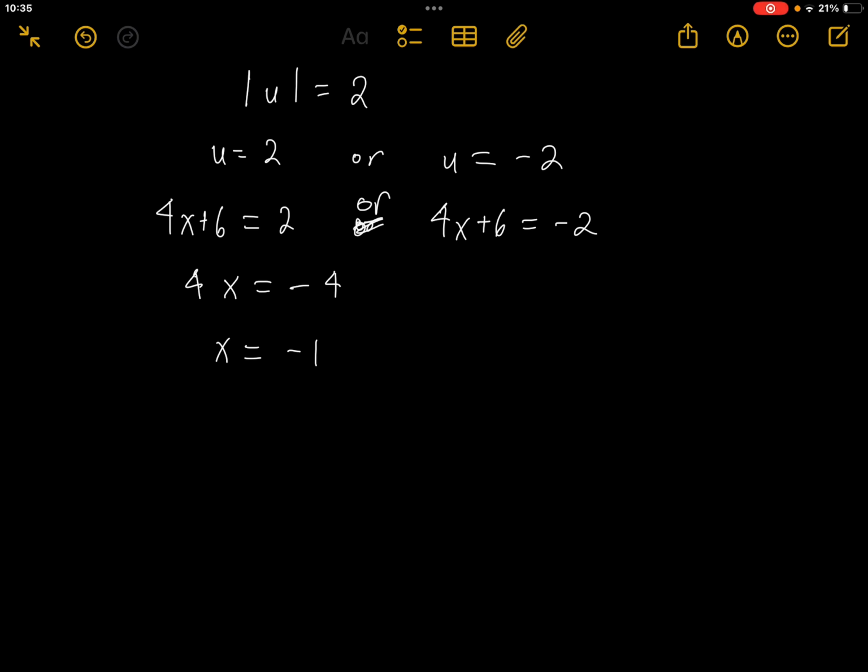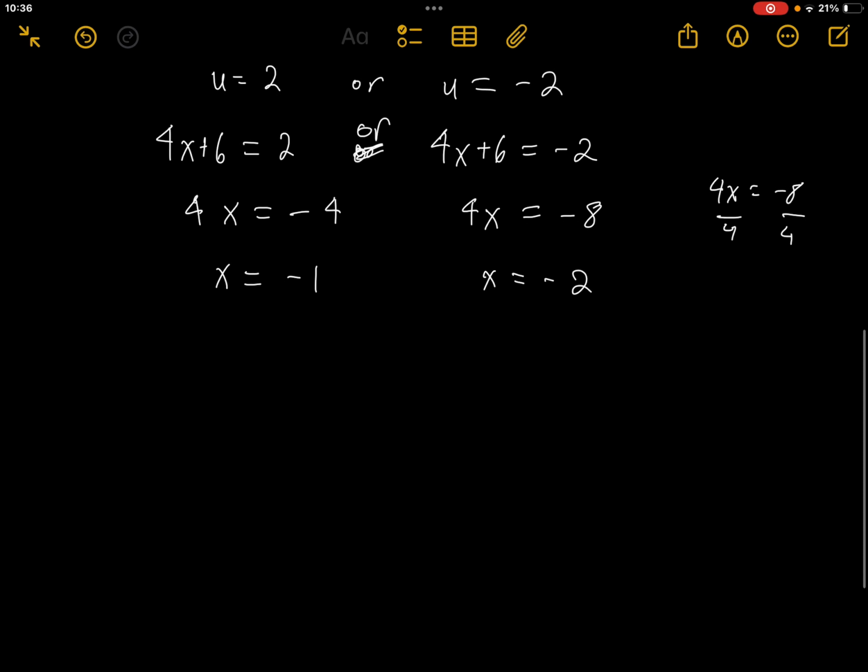On the other one, 4x plus 6 equals negative 2, what's the first step? We would subtract 6 from both sides. So you would get 4x equals what? Negative 2 minus 6 is negative 8. And then what's the next step? You divide both sides by 4. So you get x is equal to negative 2. Now, if you want, you could show the step where you do that, but I usually just skip the step and jump straight to saying what x is. So this is optional. Okay, so you get x is negative 1 and x is negative 2.